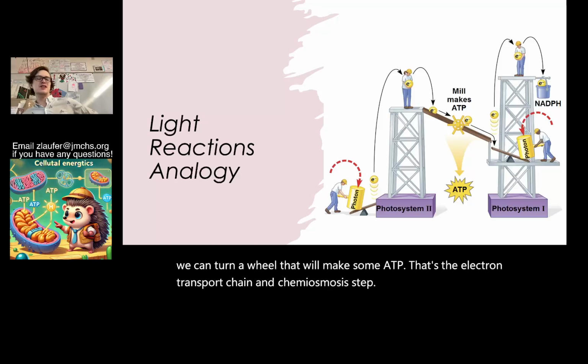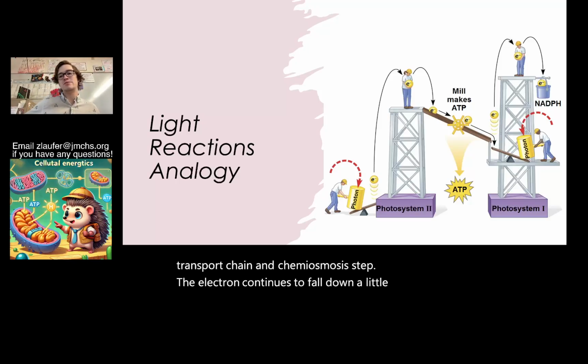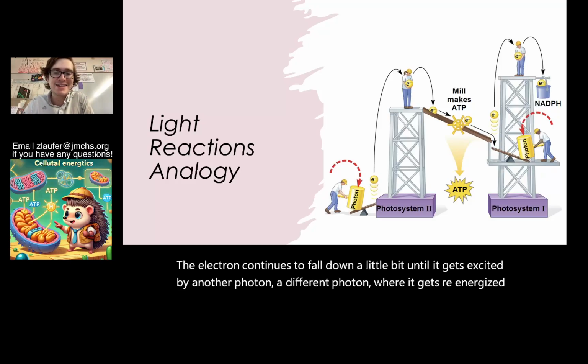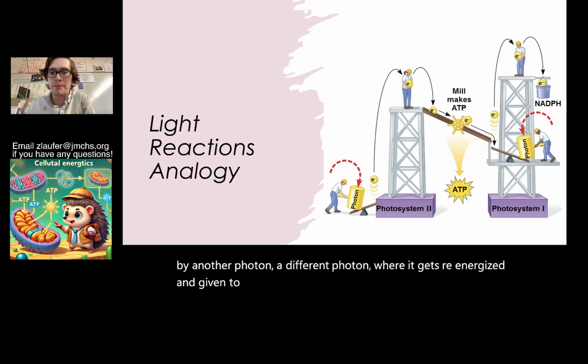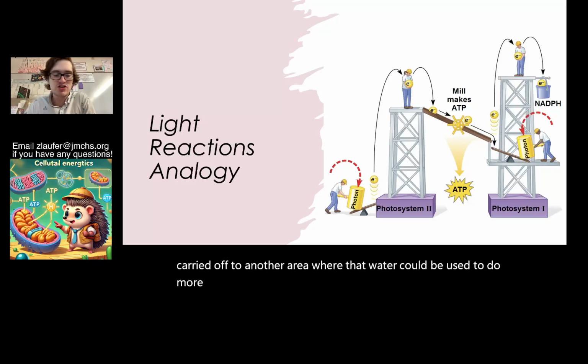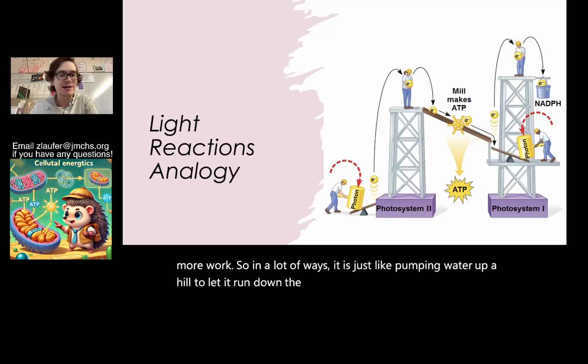The electron continues to fall down a little bit until it gets excited by another photon, a different photon, where it gets re-energized and given to NADPH, which is a bucket where it's going to be carried off to another area where that water could be used to do more work. So in a lot of ways, it is just like pumping water up a hill to let it run down the hill and harvest that energy.